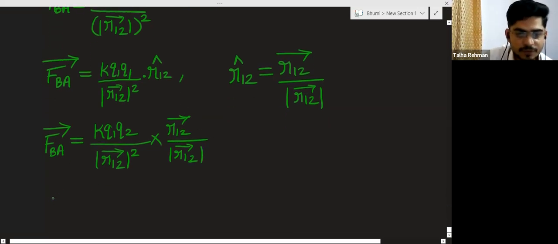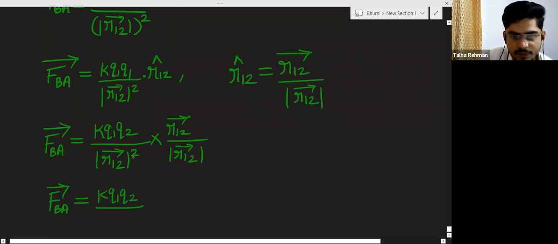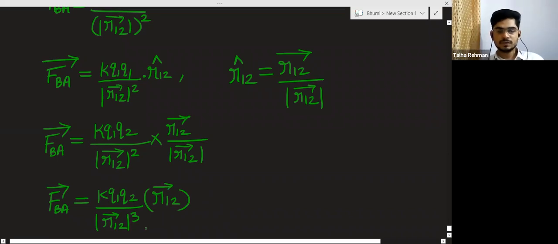So simply from here you can write F_BA is equal to K Q1 Q2 divided by the cube of this, because when we multiply a square with this, it will become R12, and this is a vector, and this is the cube of this, and I can write here R12. So this is the Coulomb's law in vector form.